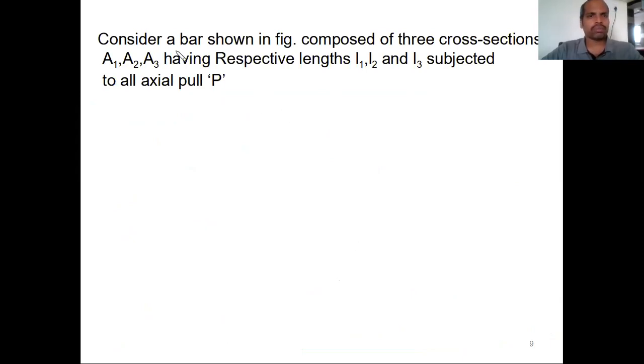Consider a bar shown in the figure, composed of 3 cross sections A1, A2, A3, which are nothing but different areas. From section to section, the area is different. If a member has total length L, it may have one area for a length L1, another portion A2 with length L2, and some other portion L3 with area A3. It indicates that the area is changing, right?